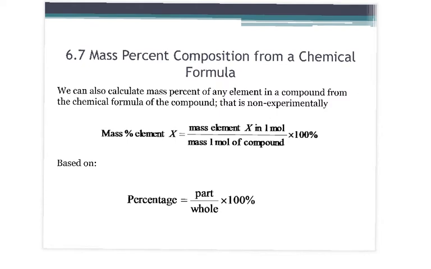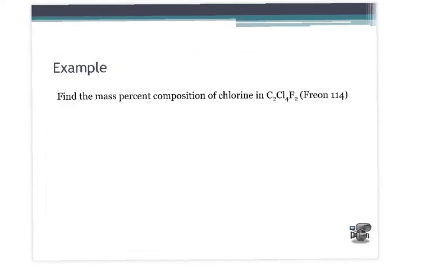Now, what if we don't have experimental data that tells us the mass percent composition of an element in a compound? We can also calculate the mass percent of any element in a compound from the chemical formula of that compound. If the chemical formula is known, then we can theoretically calculate the mass percent of any of its constituent elements. And we do that again based on this part per whole times 100. So we have the mass of element X in 1 mole divided by the mass of 1 mole of compound times 100%. So let's do an example.